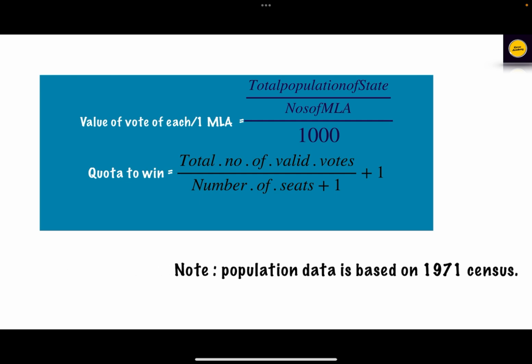So we should know that the population used in the above data is from the 1971 census. The population used in these formulas is the data available in the 1971 census, not the recent one, which is 2011.